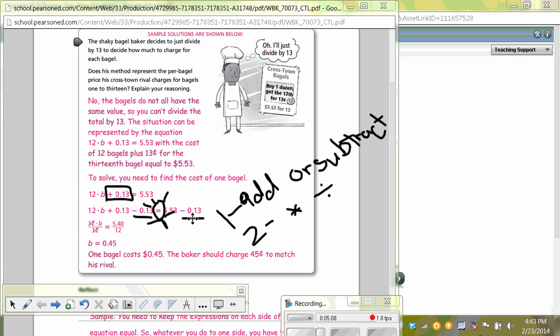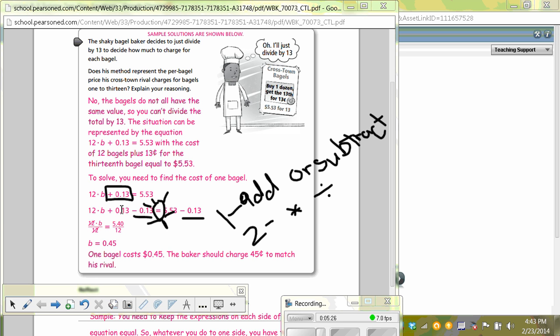When I do that, I end up with 12 times B equals $5.40. But I have 12 being multiplied to B. The inverse operation is dividing, so I can now do my division. I can undo my multiplication with my division. So divide both sides by 12.